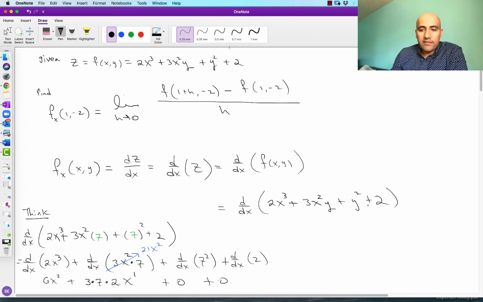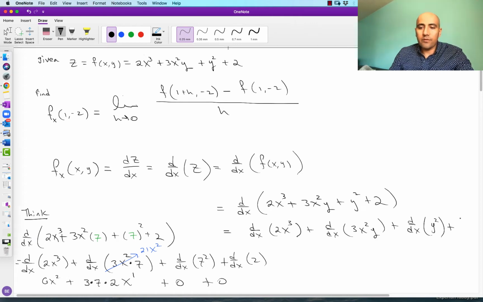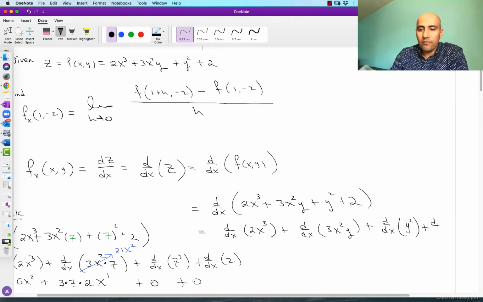Okay, well, we want to follow the same process over here, except we don't want to rewrite the y as a 7, but we want to think of it as a constant. So whenever you see it, think of 7, or think of some constant. So this becomes the derivative with respect to x on the 2x cubed plus the derivative with respect to x on the 3x squared y plus the derivative with respect to x on y squared plus the derivative with respect to x on that 2.